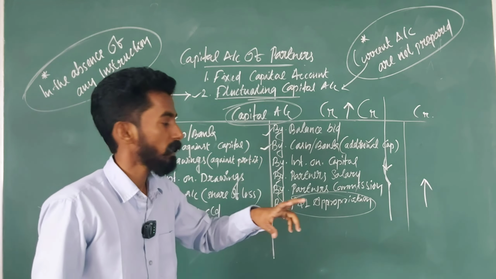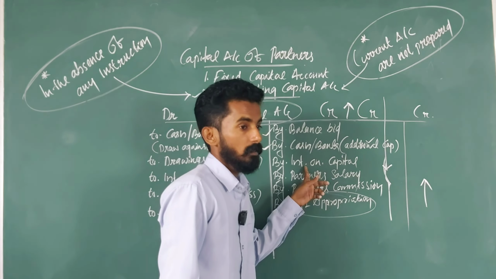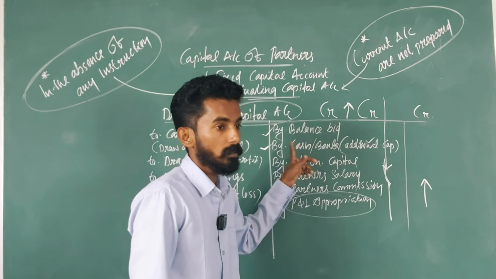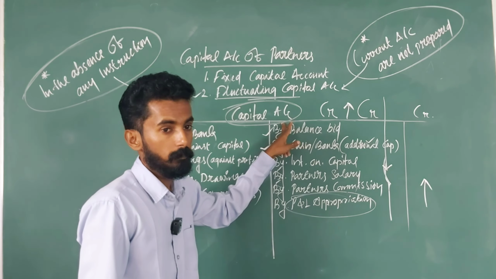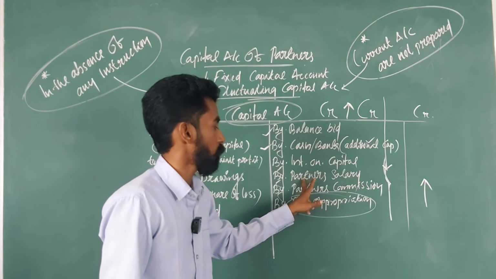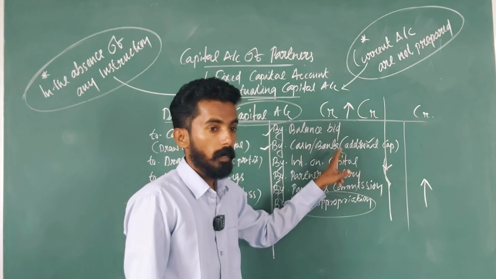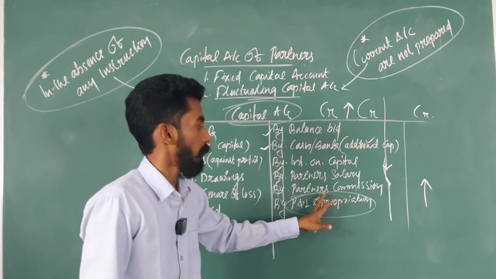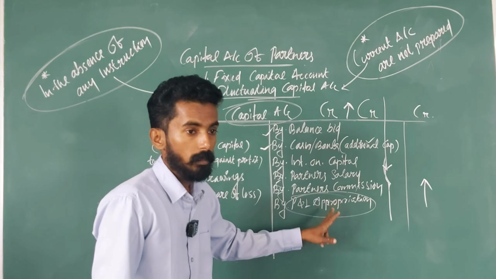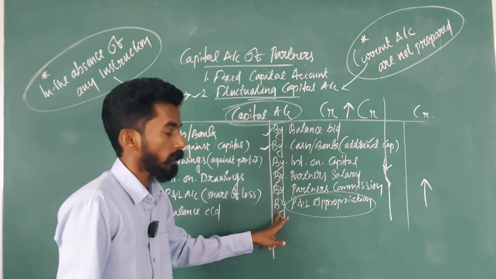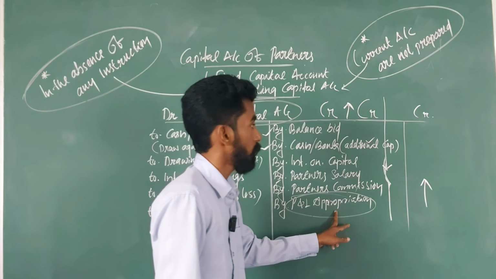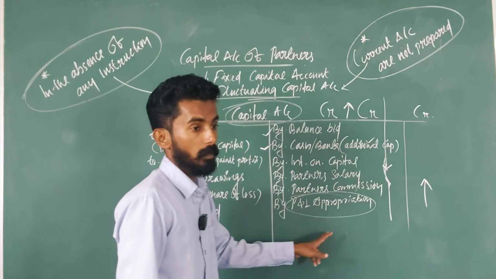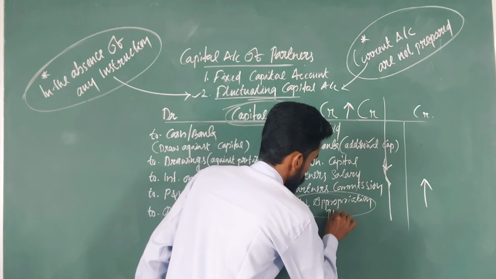So what are the journal entries related with interest on capital? Interest on capital to partner's capital. Partner's salary to partner's capital. Partner's commission to partner's capital account. Profit and loss appropriation account debited to partner's capital account, because of share of profit.